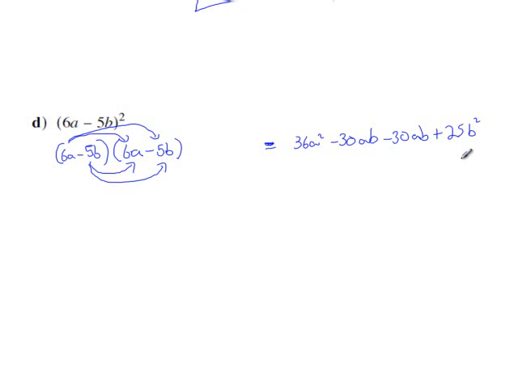Okay, now you're looking for like terms to combine. So I see an a squared term, 36a squared. Your ab terms, negative 30ab minus 30ab. Negative 30 minus 30 is negative 60. So you get negative 60ab. Plus 25b squared. There's your answer.